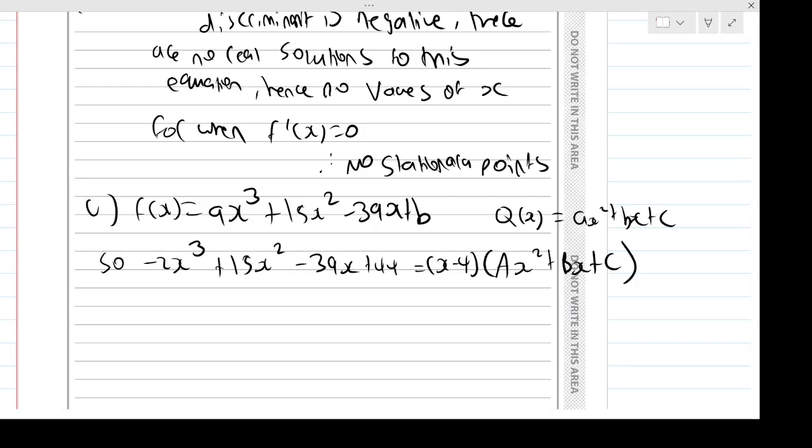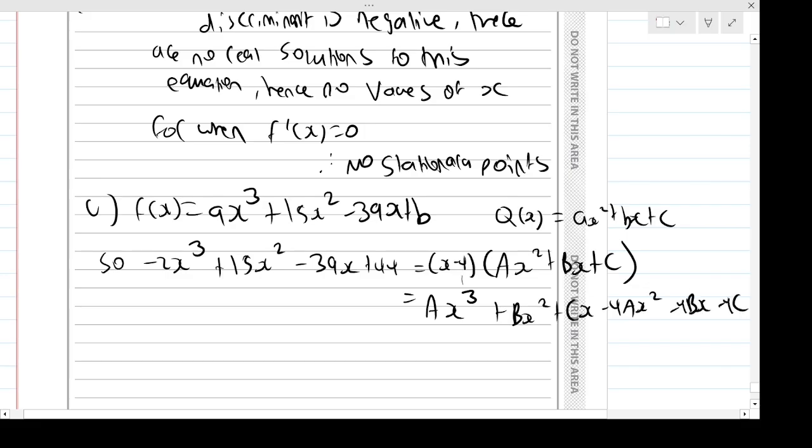There are two ways you can approach this. At this point, f of x is cubic, so you could divide it all by x minus 4. Then that gets me the quadratic directly. Alternatively, what I can do is compare coefficients. If I were to expand this bracket instead, I would get Ax cubed add Bx squared add Cx minus 4Ax squared minus 4Bx minus 4C.